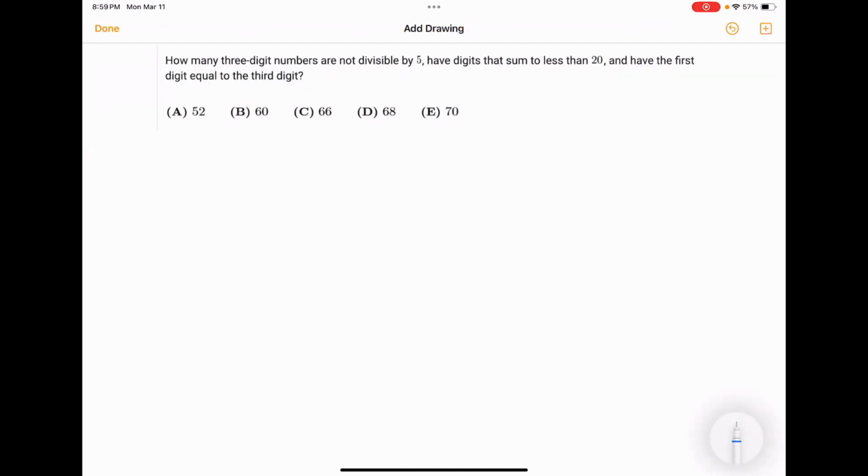Okay, to start this problem off, I am just going to represent the three-digit number using x, y, and z. The numerical value of the three-digit number would be 100x plus 10y plus z, just to throw it out there. Because the first digit has to equal the third digit, we can substitute x for z, so it would just be x, y, x.